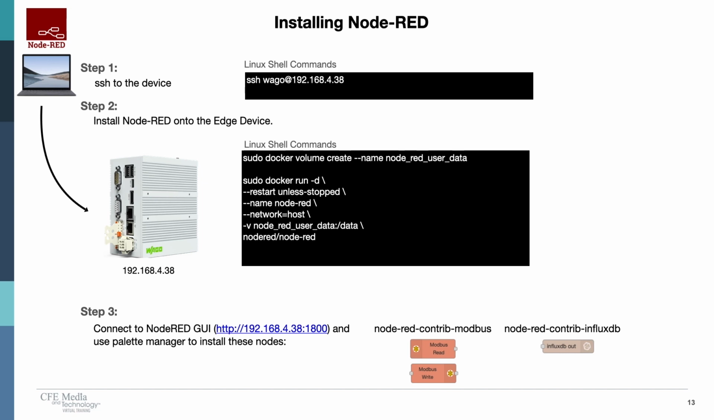The next step would be to connect to Node-RED once it's up and running using port 1880, and it would just be http:// the IP address of your device with the :1880 for the Node-RED instance. And then you can use the palette manager to install the Modbus palette as well as the InfluxDB palette, which we'll be using in step 3, which is the configuration of Node-RED.